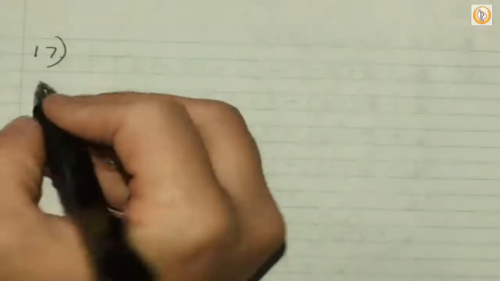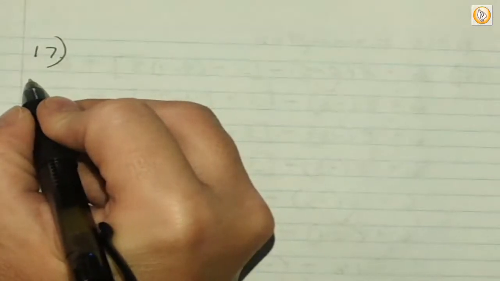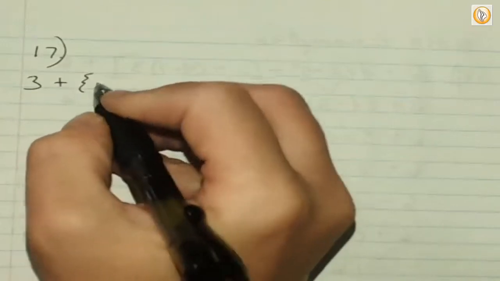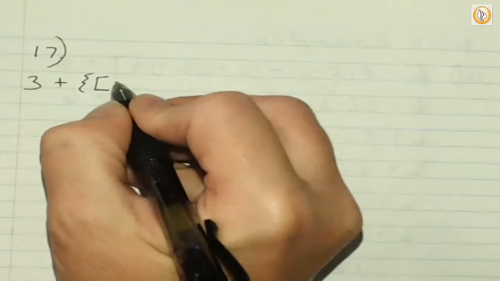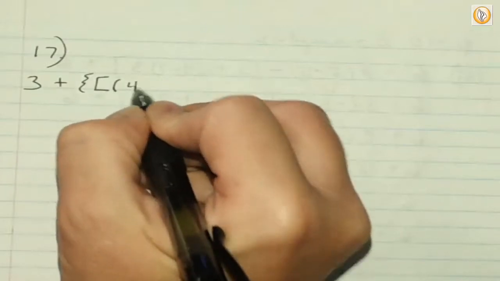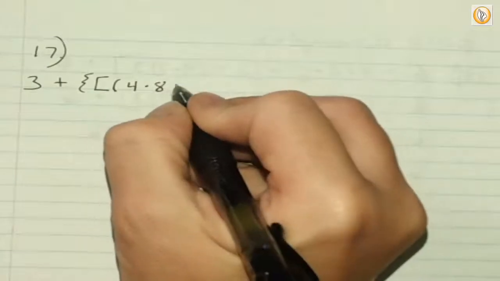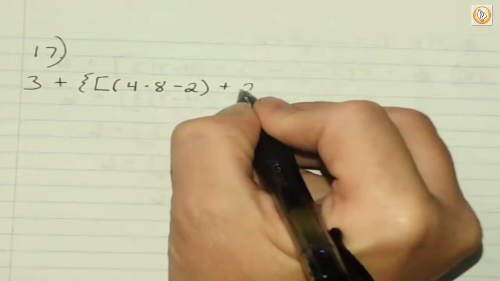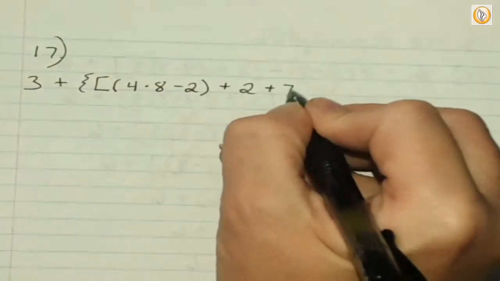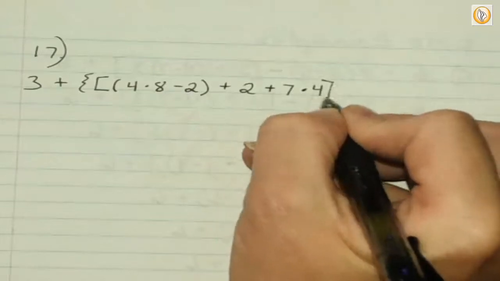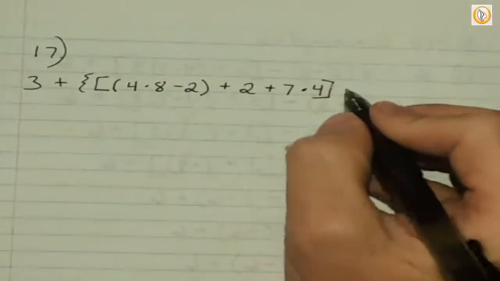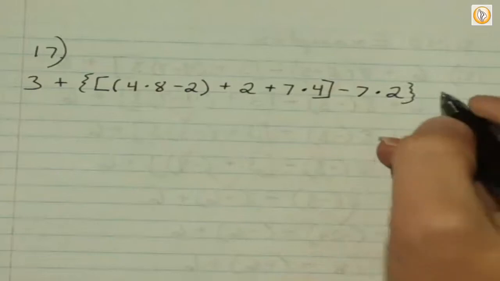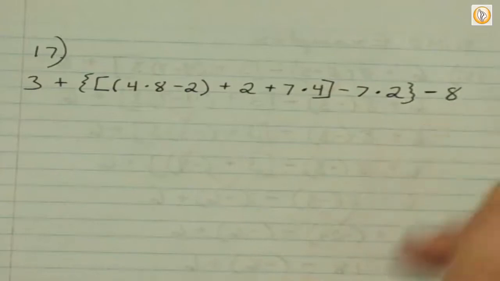Michaela, now I'm going to write this one below because it's going to take up a lot of space. So 3 plus fancy parentheses, bracket, and then regular parentheses: 4 times 8 minus 2 in parentheses plus 2 plus 7 times 4 and bracket, minus 7 times 2 and fancy bracket minus 8.